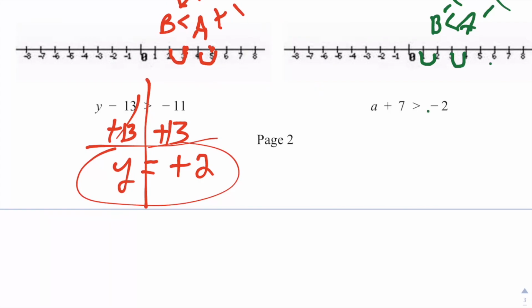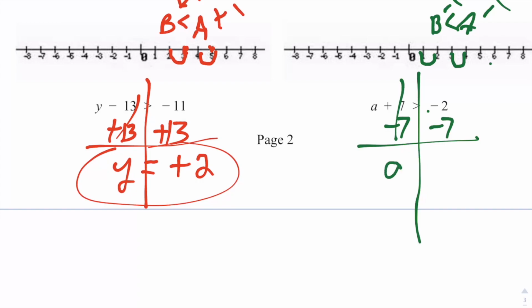Over here again, I want to draw my balancing point. I have a plus 7 is greater than negative 2. So to get the a by itself, I want to subtract 7 from both sides. These cancel. I get a is greater than negative 2 minus 7, which is negative 9.